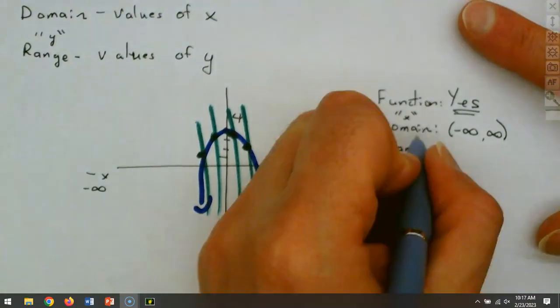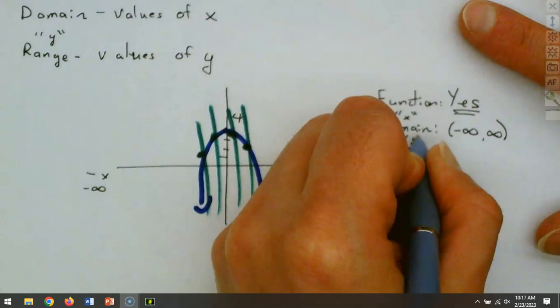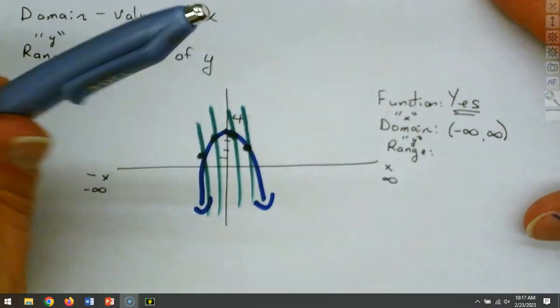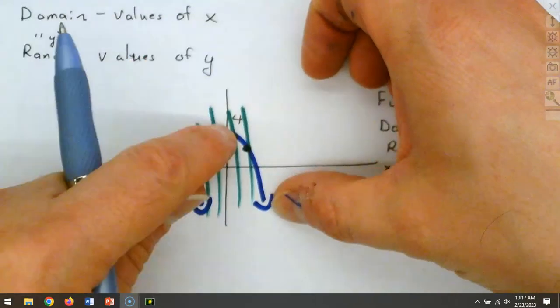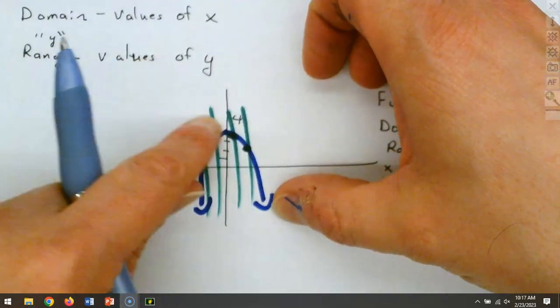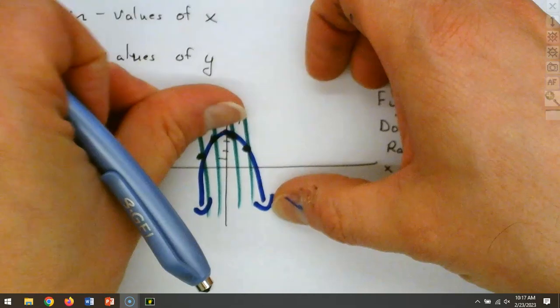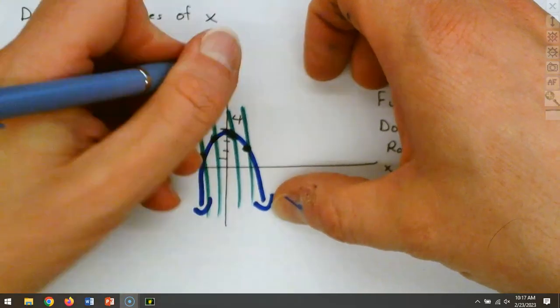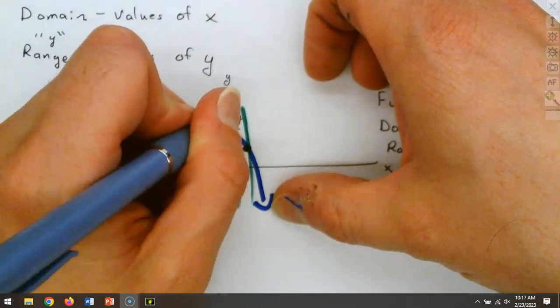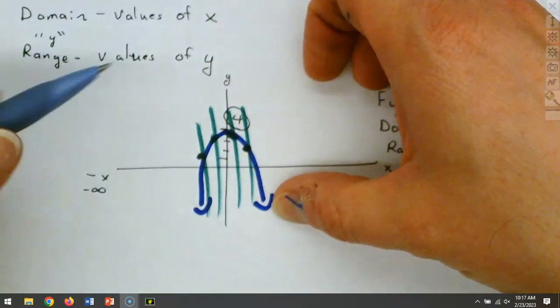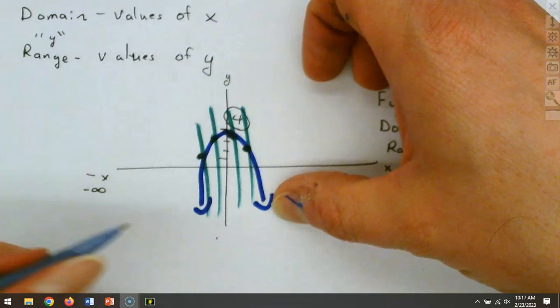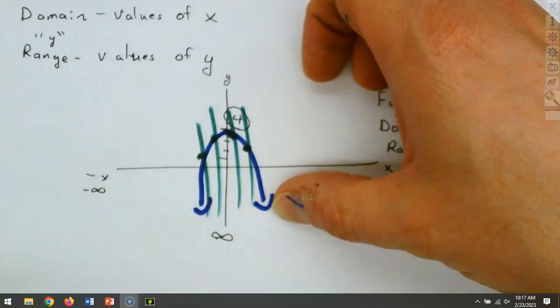Okay, range is the y part. Now look at your graph here. It's a U. Does it go up here at all? No. Okay, where does it start at? On the y-axis, because we're looking at the y-axis here. Where does it start at? It starts at 4. Okay, and where is it going? Down. And if it goes down, where does it go down to?